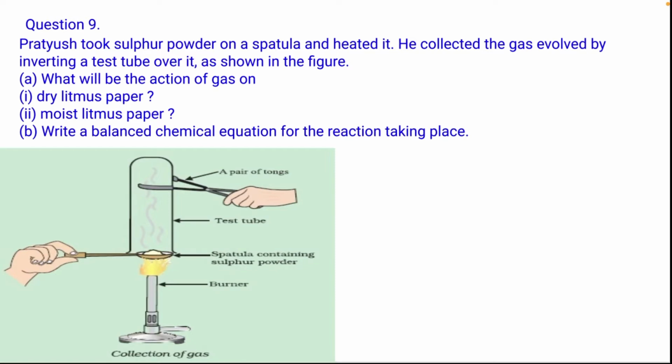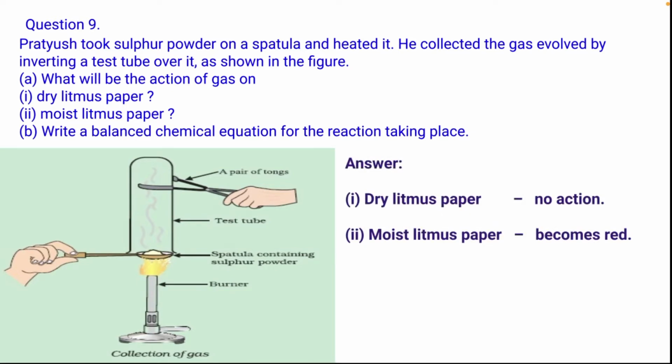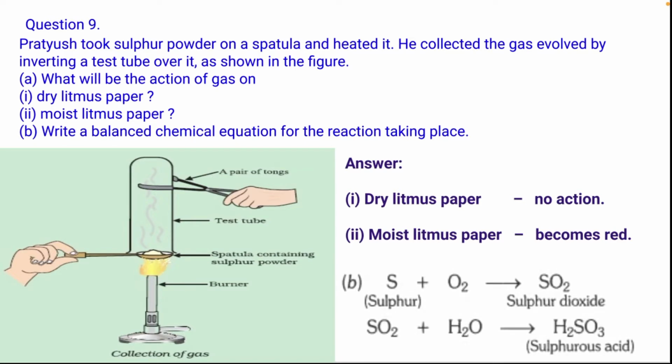So first of all, let us see what will be the action of the gas on dry litmus paper and moist litmus paper. In dry litmus paper, no action takes place, and in moist litmus paper, it becomes red. The balanced equation for the reaction is S plus O2 gives SO2, and SO2 on reacting with H2O produces H2SO3, that is sulfurous acid.